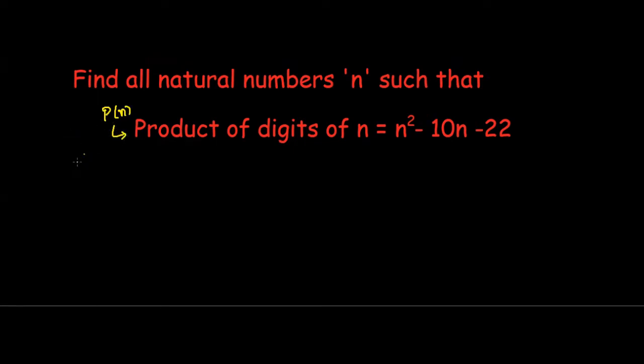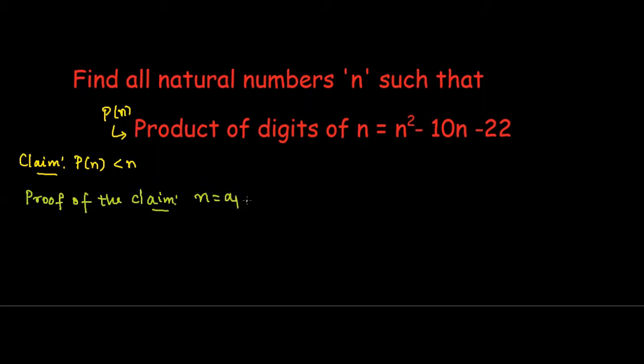Now, to proceed further in this problem, we are going to first derive a claim. So I'm claiming that if P(n) denotes the product of digits of n, then P(n) must be less than n. Now let's see the proof of the claim. To write the proof of the claim, we are going to use the decimal expression of n.